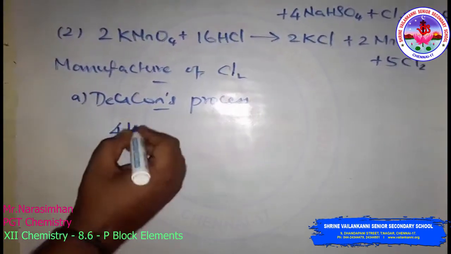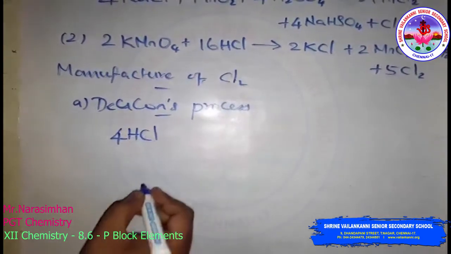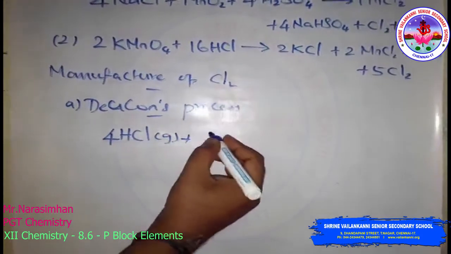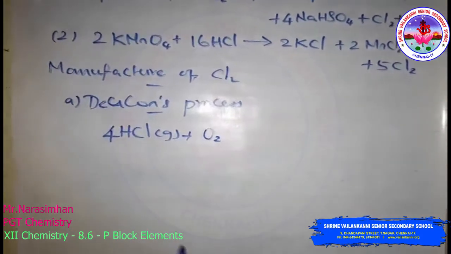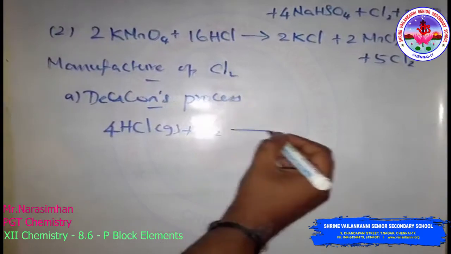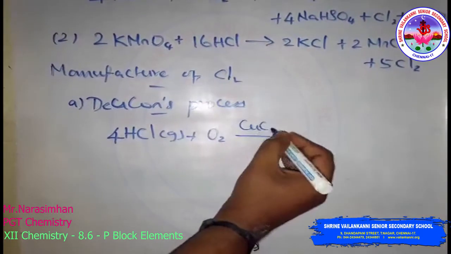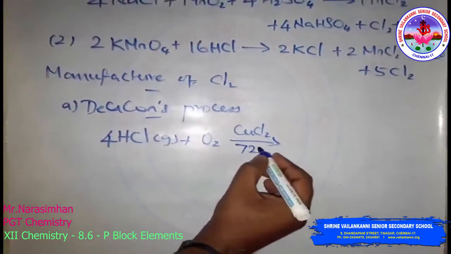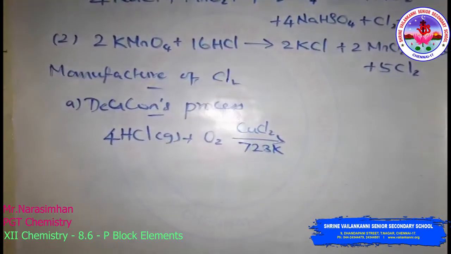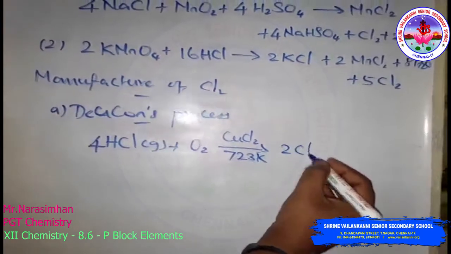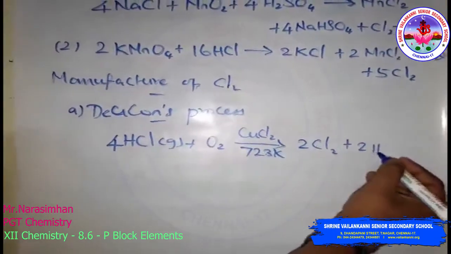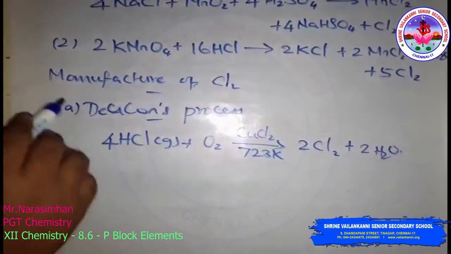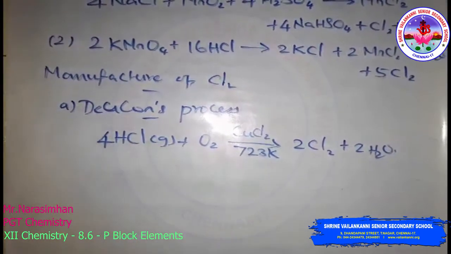Here 4 moles of HCl gas react with the atmospheric oxygen, that is oxygen, in the presence of copper 2 chloride catalyst at 723 Kelvin temperature. You will get chlorine and the water molecule. So this process is called the Deacon process. This is one of the manufacturing methods of chlorine.